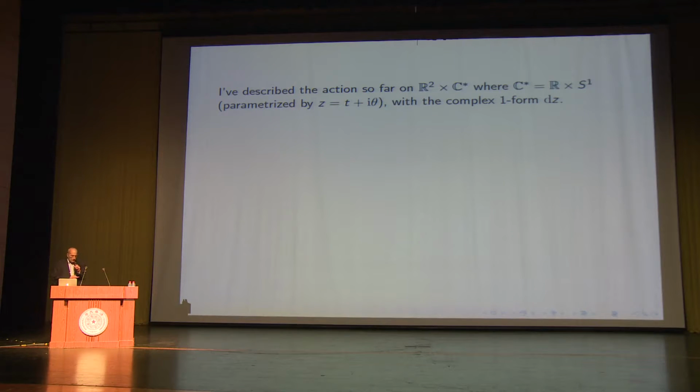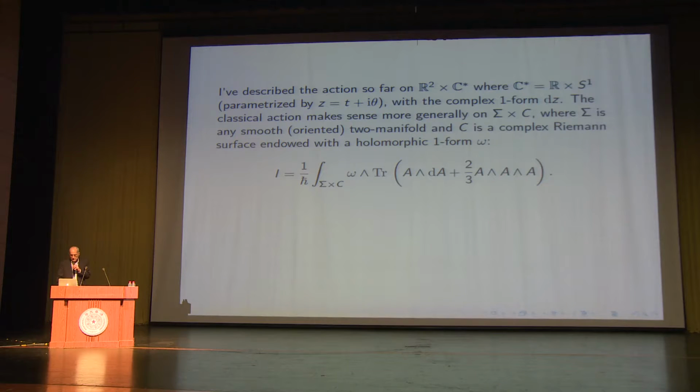As I've presented it so far, space-time is R2 times R times a circle, which is C star, parameterized by z, with the complex one form dz in the action. As Kevin mentioned, the action makes sense in a more general situation involving a topological two-manifold sigma and a complex Riemann surface C with a holomorphic one form.